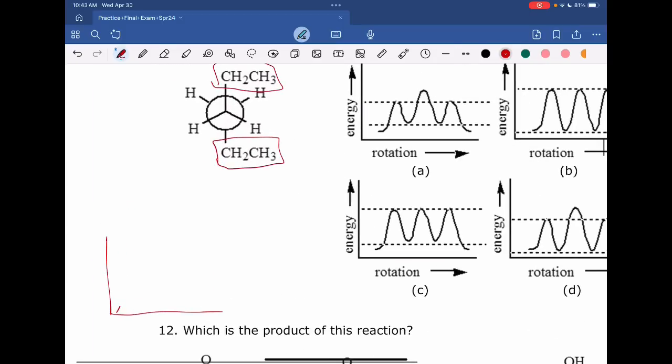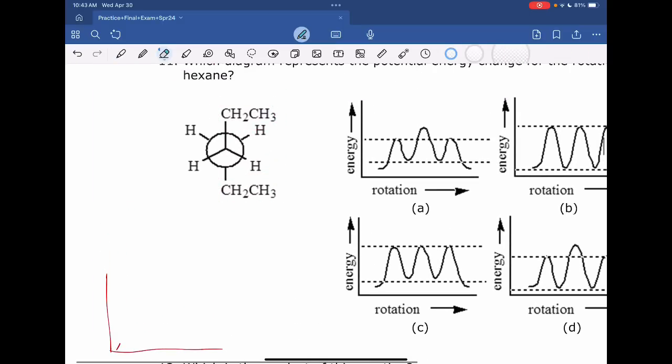Now, as we rotate it, I'm going to rotate it so this methyl group is in place of this H, this H is in place of this methyl group, and this H is in place of this H.